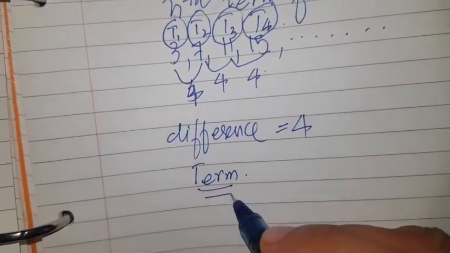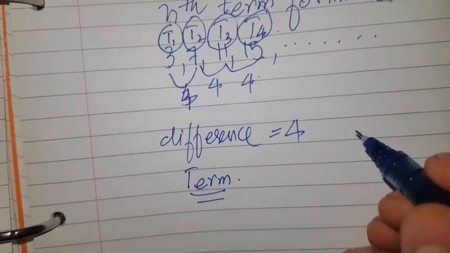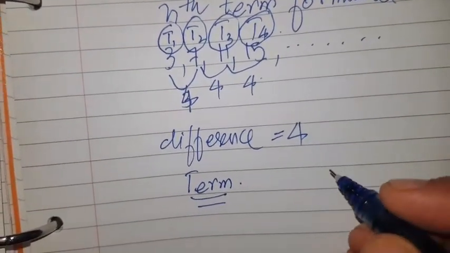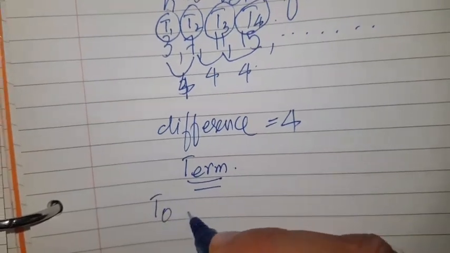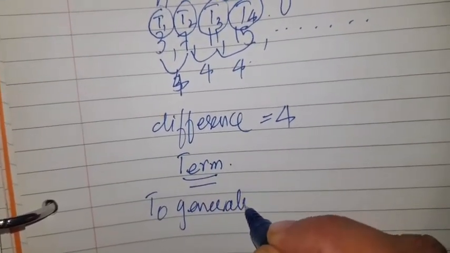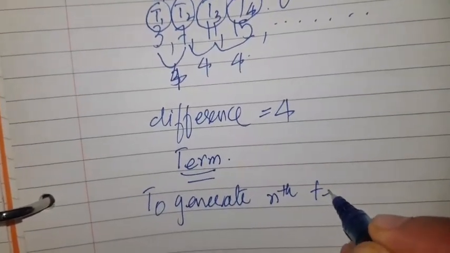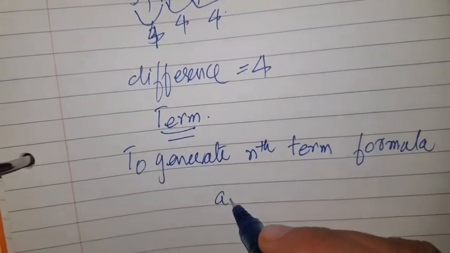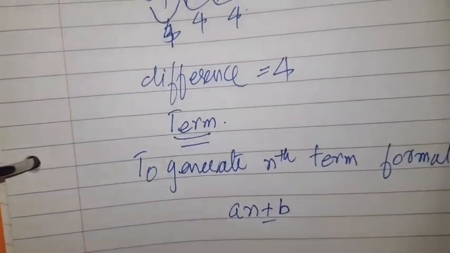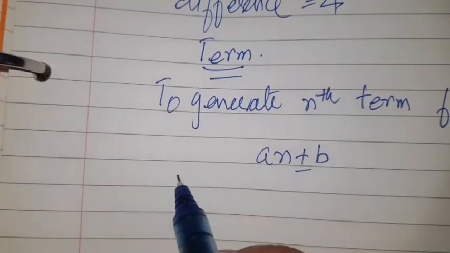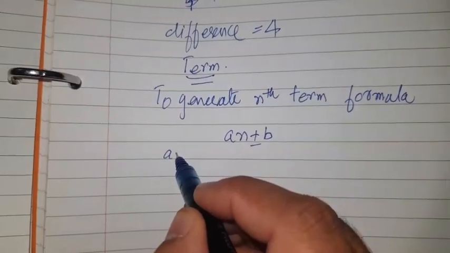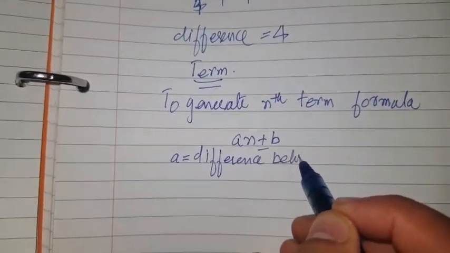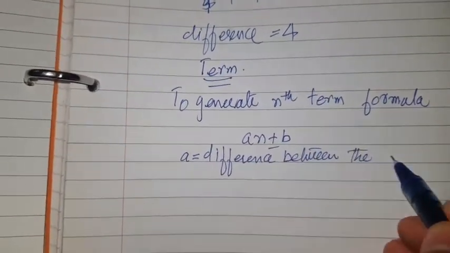Now the formula that we always use for finding the nth term, the method to generate the nth term formula. So I will write here, to generate the nth term formula, we use this one: an plus minus b. Now, a is what? A is the difference between the terms.